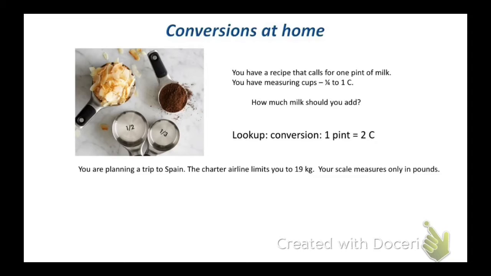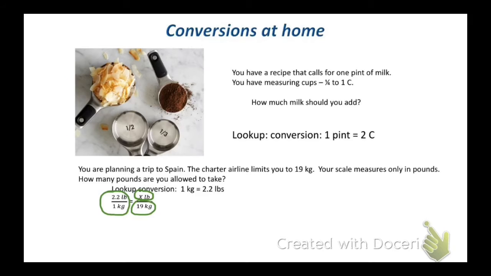Another type of conversion might occur if you're planning a trip to Spain. Let's say your charter airline only allows you to take 19 kilograms. All right, but your scale at home only measures in pounds. So how do you make that conversion so you know what to weigh out? Well, in a lookup conversion table, you'd find that 1 kilogram is equal to 2.2 pounds. You can set that up as a ratio, and I've drawn that here. 2.2 pounds is to 1 kilogram as X, the unknown, is to 19 kilograms.